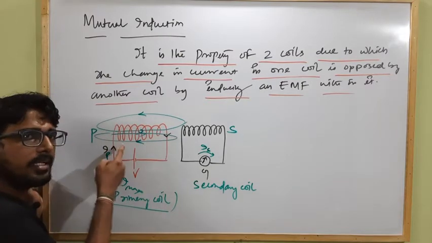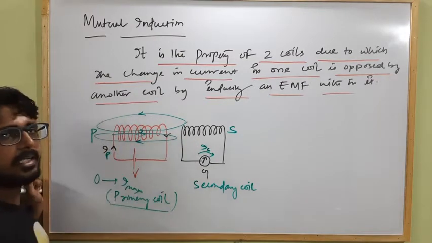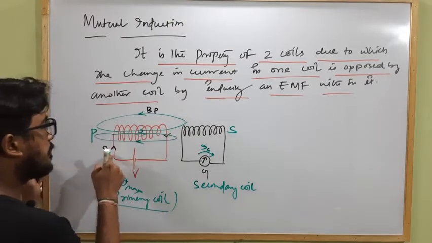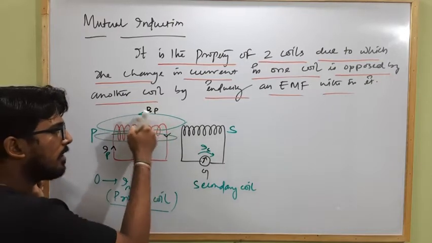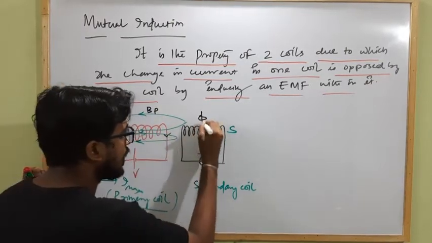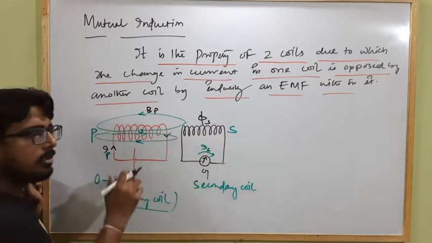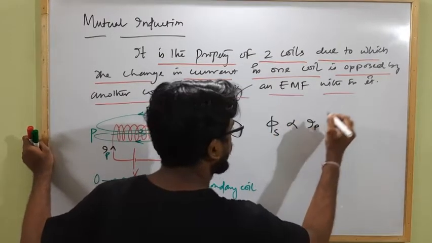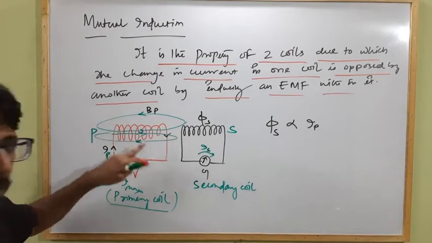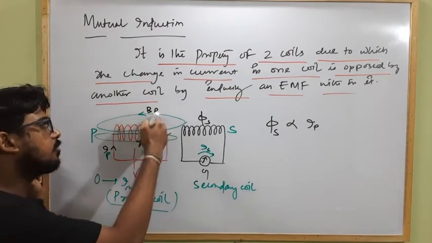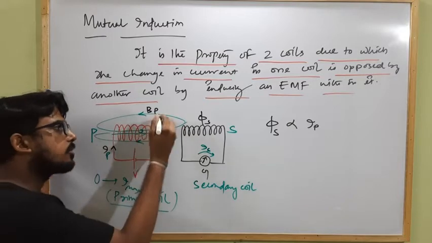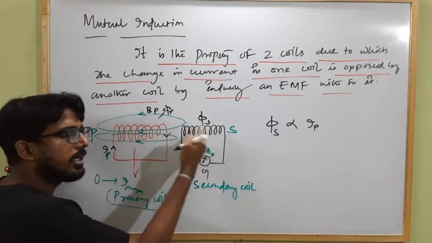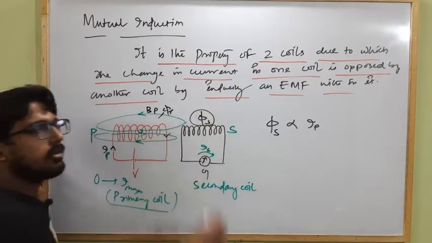So as current in the primary coil increases, the flux linked with the secondary coil increases due to the increase in magnetic field strength. This is the magnetic field produced by the IP current in the primary coil, and as the magnetic field increases, the flux linked with the secondary coil, phi S, also increases. Clear? So we can write that the flux linked with the secondary coil is directly proportional to the current flowing through the primary coil. As the current in the primary coil increases, the magnetic field strength due to the primary coil increases, due to which the flux of the primary coil increases, which is also linked with the secondary coil. That's why the flux linked with the secondary coil also rises.